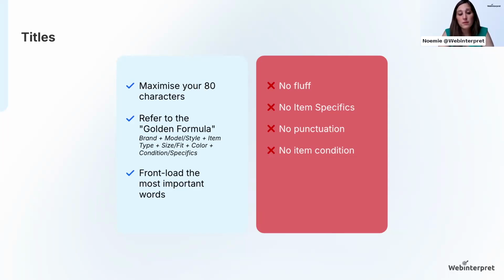No duplicating item specifics. Don't use characters to say new or free shipping. Those fields exist for a reason and your title space is too valuable. No all caps, no punctuation, no emojis. These are not searchable characters and they hurt readability. And of course, never use false keywords. Adding Nike to a non-branded item is a policy violation and destroys buyer trust.